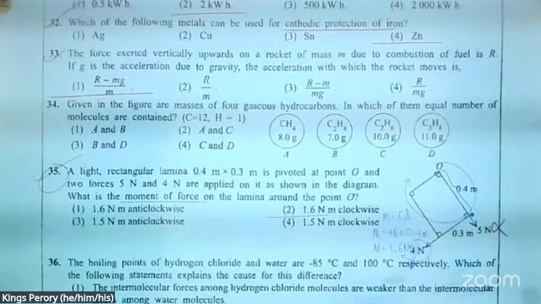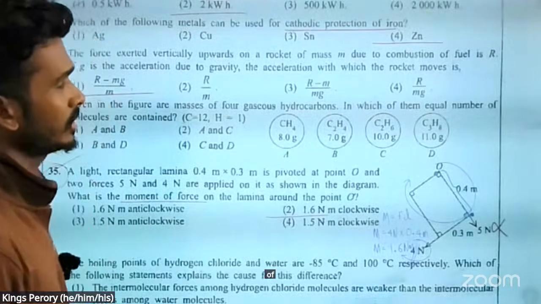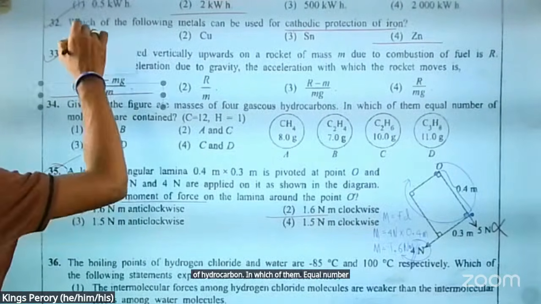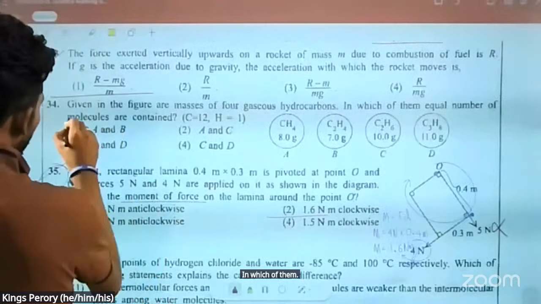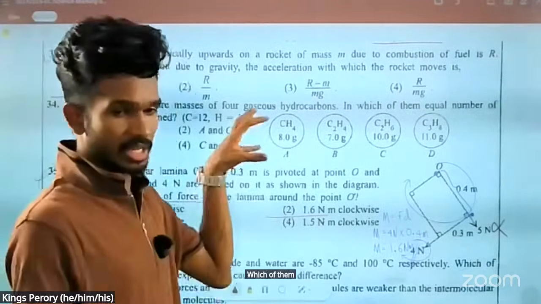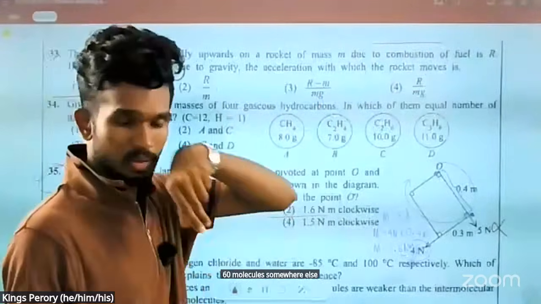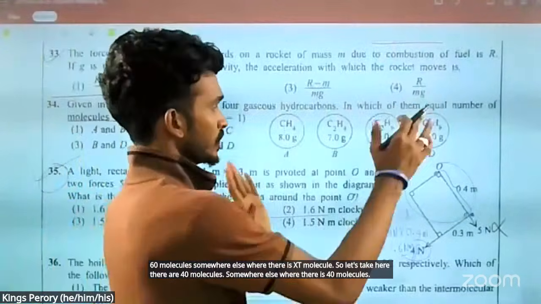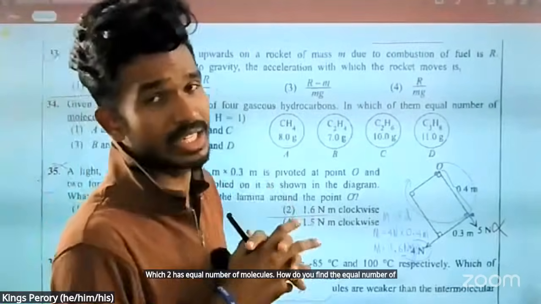Given in the figures are masses of four gases of hydrocarbon. In which of them are equal number of molecules contained? Which of them have equal number of molecules? Now let's take here there is 60 molecules. Somewhere else where there is 60 molecules. Or let's take here there are 40 molecules. Somewhere else where there is 40 molecules. Which two has equal number of molecules? How do you find the equal number of molecules here?